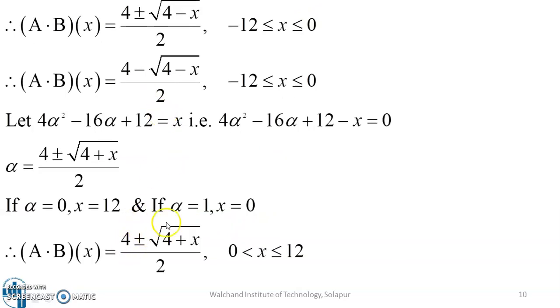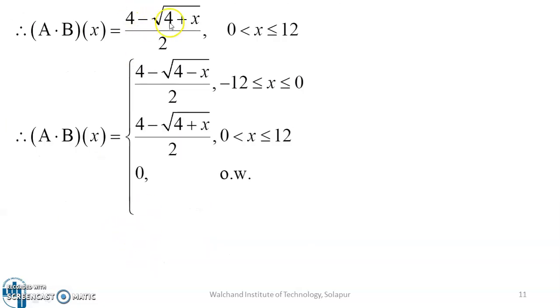Again here two expressions are present. We can also see that if we take plus, the gradation is exceeding. Therefore the required expression is 4 minus square root of 4 plus x upon 2, and the range is 0 less than x less than or equal to 12.